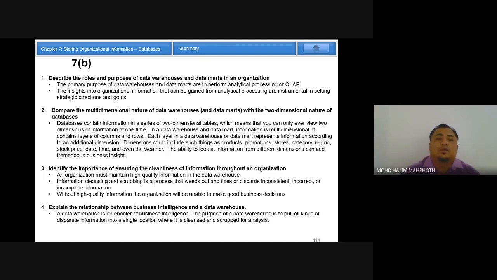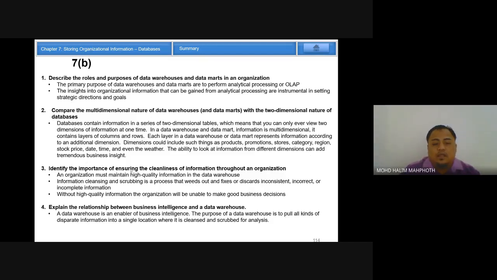But right here you can see more views of the data to pull the information, which means that in a database you can only ever view two dimensions. In a data warehouse, it is multi-dimensional, more than two, so it contains more layers of columns and rows. Dimensions could include things like product and promotion, because we are focusing on business. So we have product, promotion, stores, category, region, and so forth. The ability to look at information from different dimensions can add tremendous business insight.